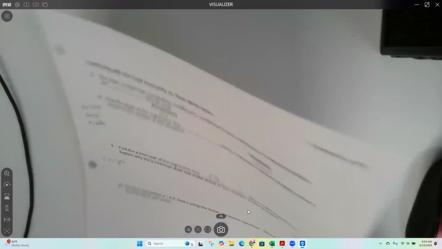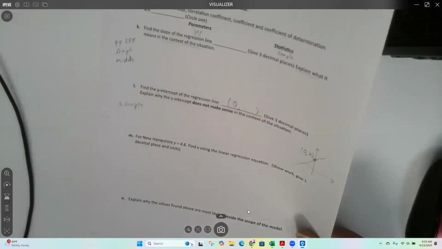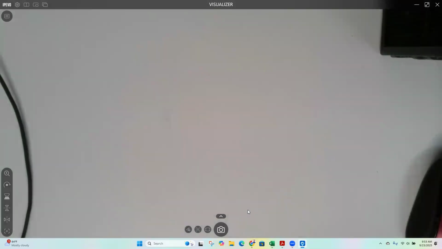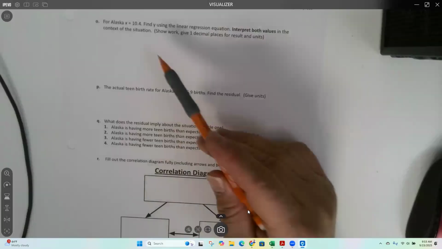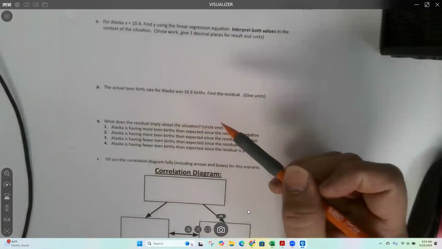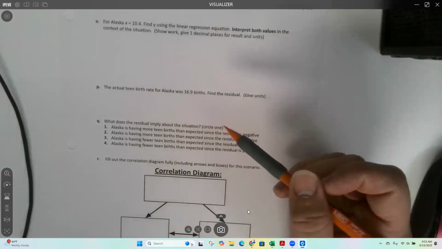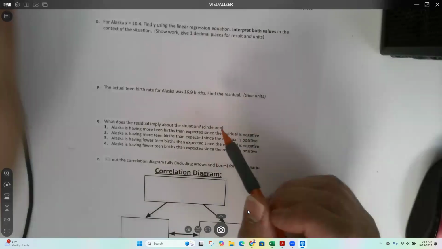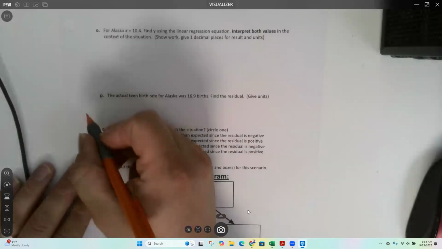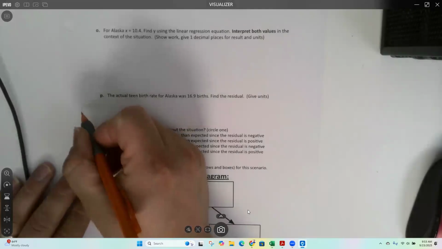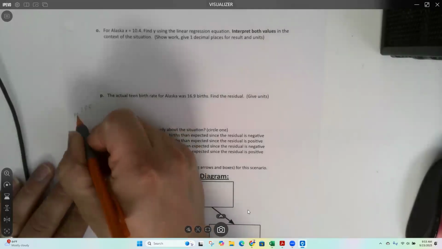Okay, so that's fine. That's good. Let's go to the last page, which is page 368. So Alaska equals X, find Y, interpret both values in the context of the situation. Find the residual. So residual is on page 255, no surprise there, at the bottom.